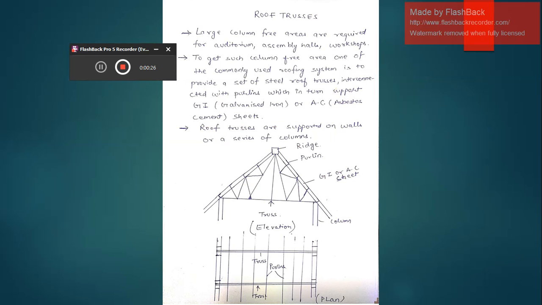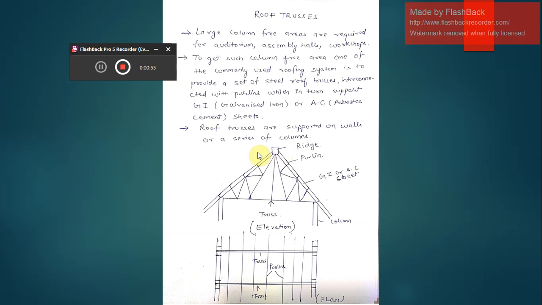So wherever we require large column free areas for the auditorium, assembly halls and the workshop, we have to use the roof trusses. To get such column free area, one of the most commonly used systems is to provide a set of steel roof trusses interconnected with the purlins, which in turn support the GI sheets or AC sheets. The roof trusses are supported on the columns or walls.